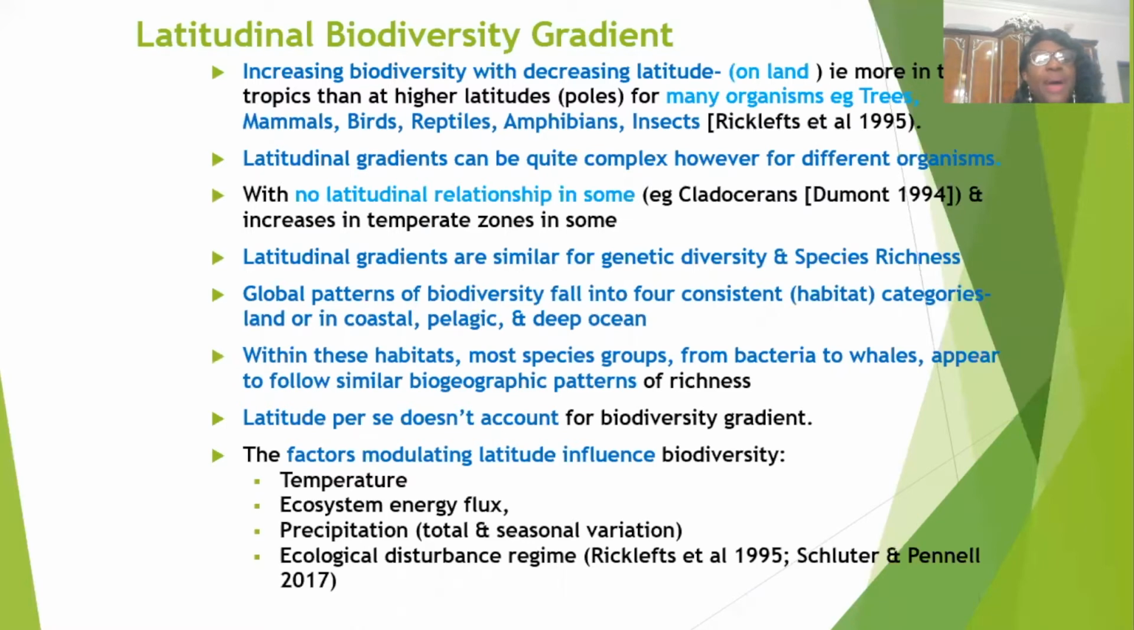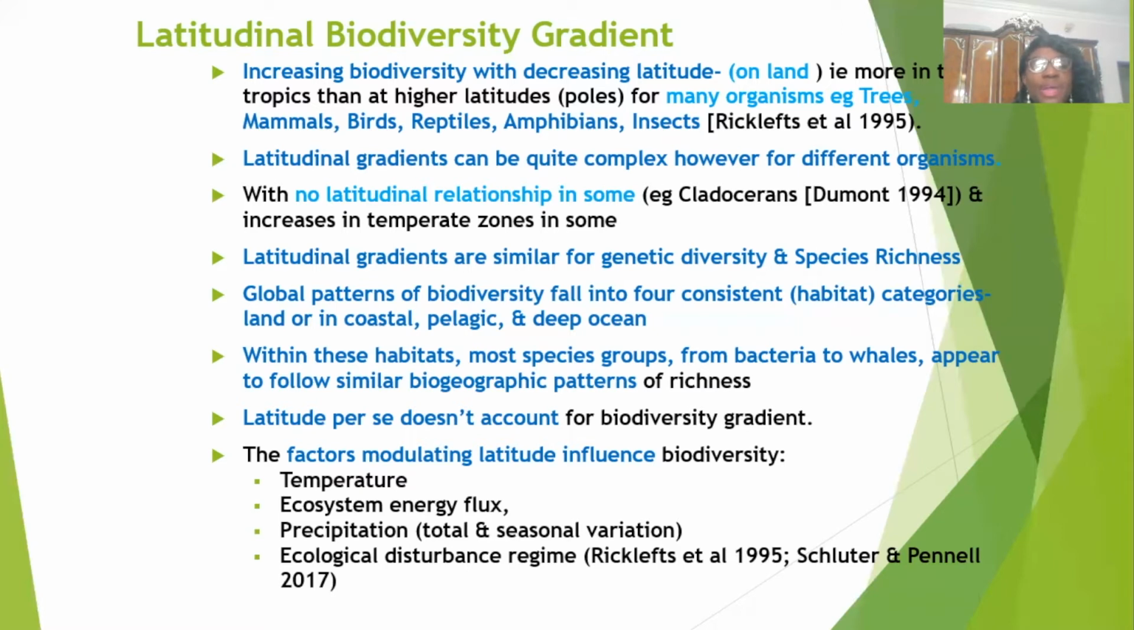Latitudinal biodiversity gradient. There is increasing biodiversity with decreasing latitude on land. That is, we have more biodiversity in the tropics compared to the poles for many organisms like trees, birds, mammals, reptiles, amphibians, and insects. Latitudinal gradients can be quite complex, however, for different organisms, with no latitudinal relationships in some, for example, cladocerans. Latitudinal gradients are similar for genetic diversity and species richness.